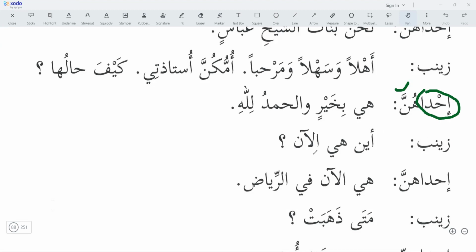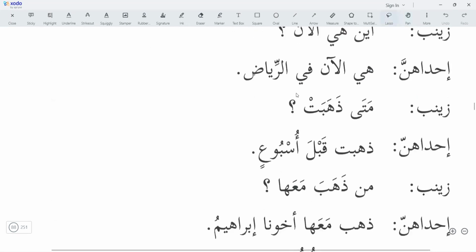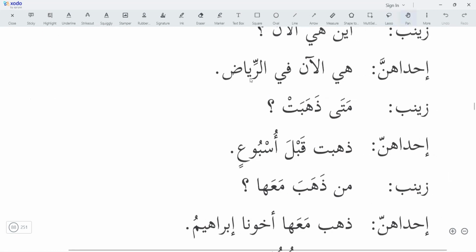Zainabu, aina hiya al-ana? Where is she now? Hiya al-ana fir riyadi. She is in Riyadh now. Zainabu, mata zahabat? When did she go? Zahabat, she went.